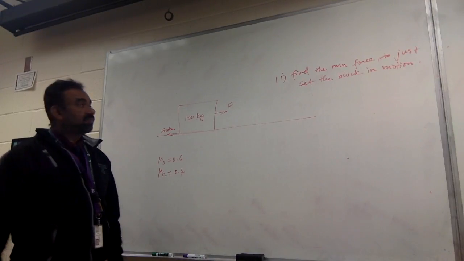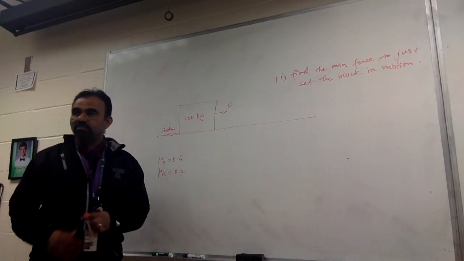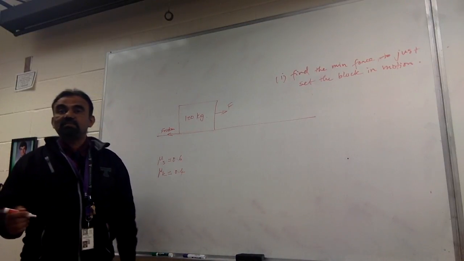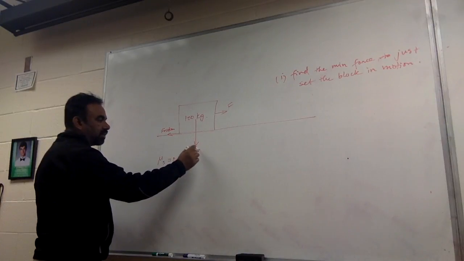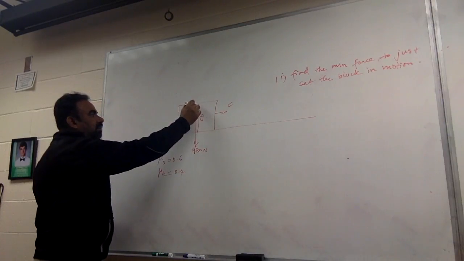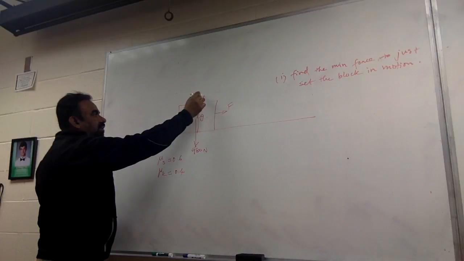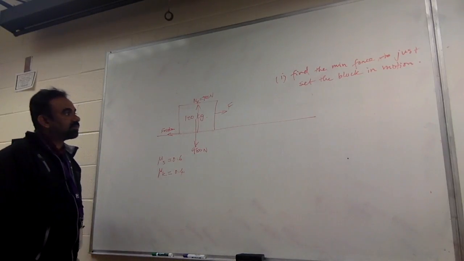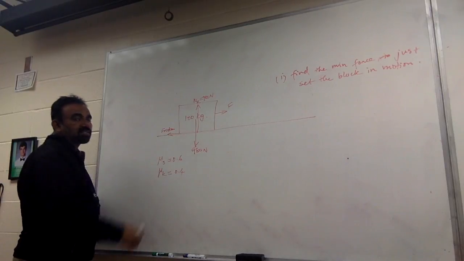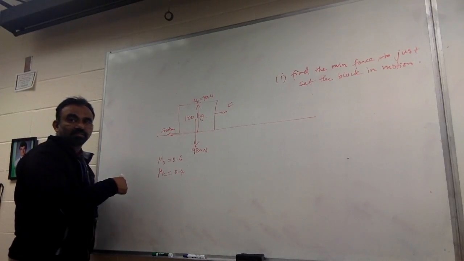So before you do anything, first what do you do? You've drawn the diagram. Next, draw the forces. Okay, the force downward is 980 newtons. What is upward? 980 newtons. Newton's first law applied already there. Now, normal reaction is 980. Is there a friction acting here?